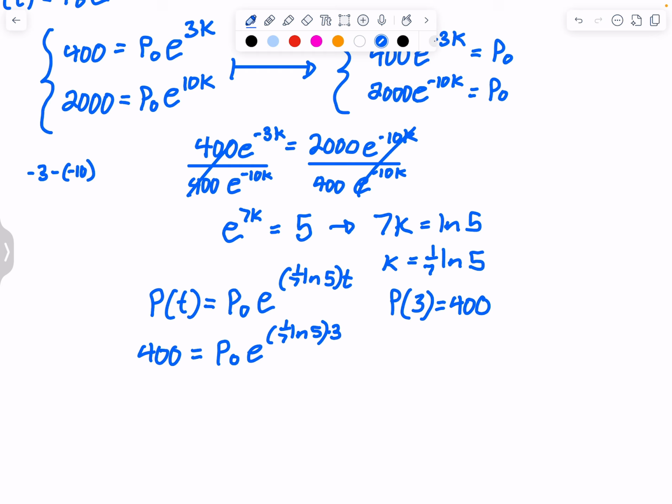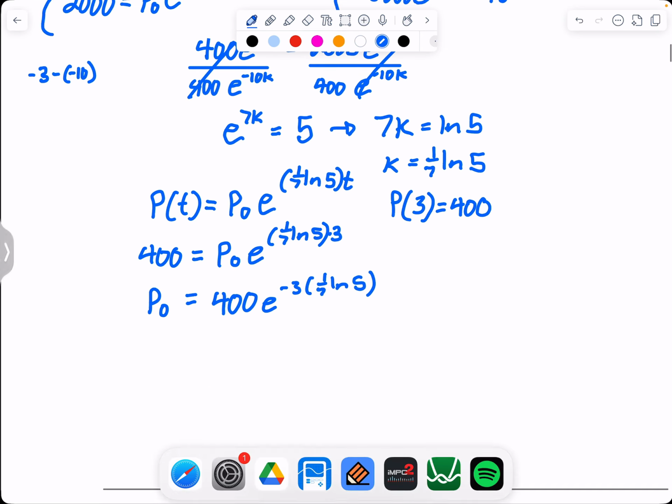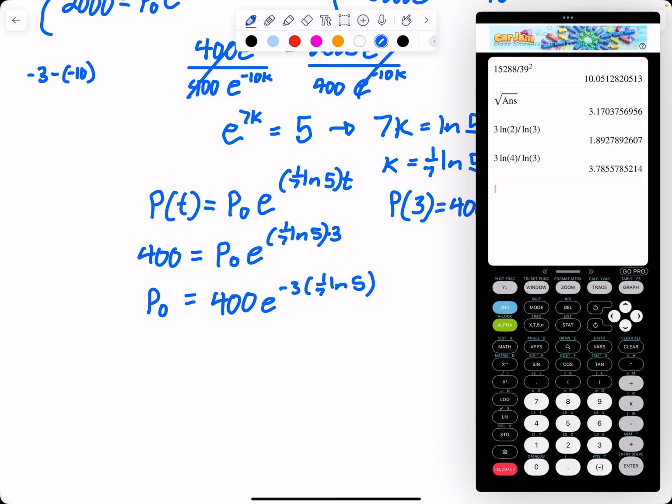That's just a number up there. So I know that P naught is equal to, I can just divide by that if you'd like. I'm going to just make the power negative. So it's 400 e to the negative 3 times 1/7 ln of 5. I put that 3 on the front, made it negative to move it over. So whatever that is going to be my initial population. So let's plug that in.